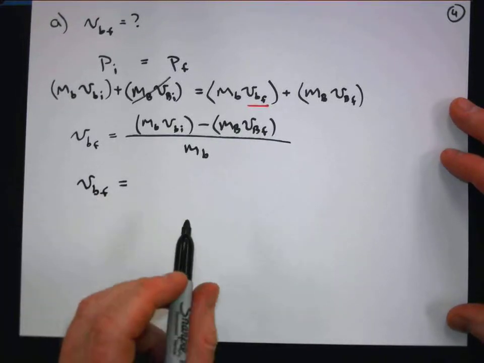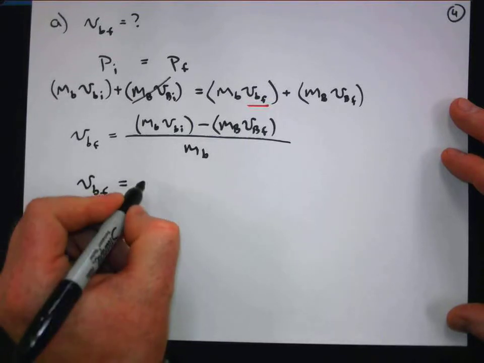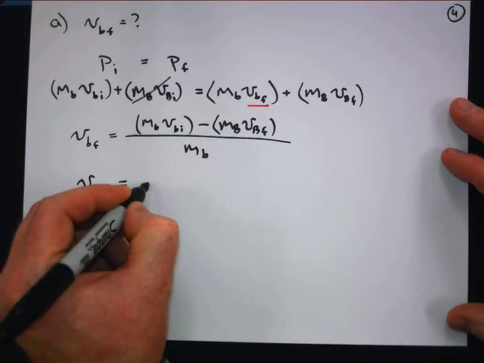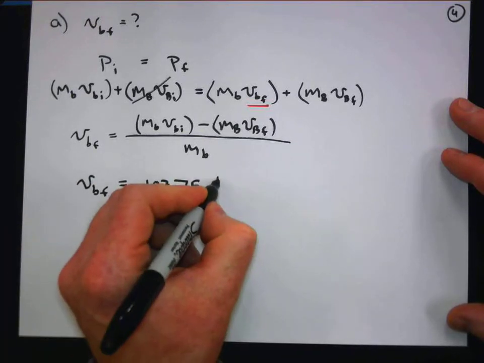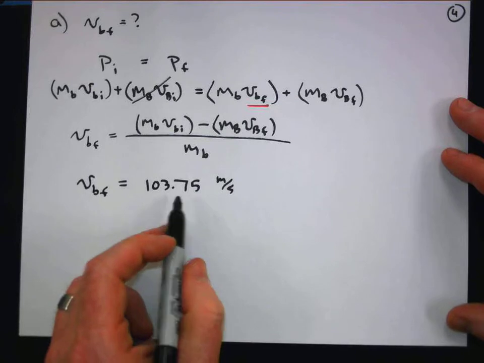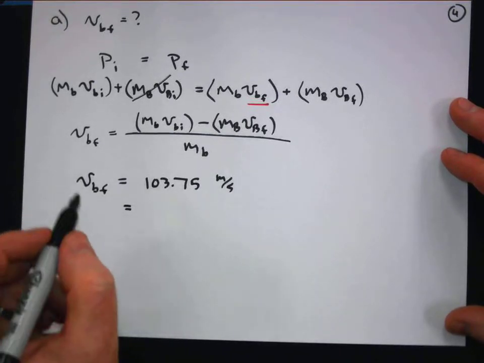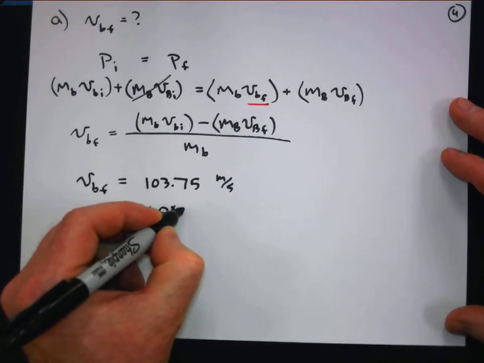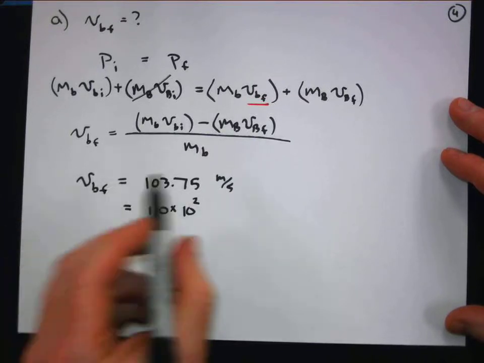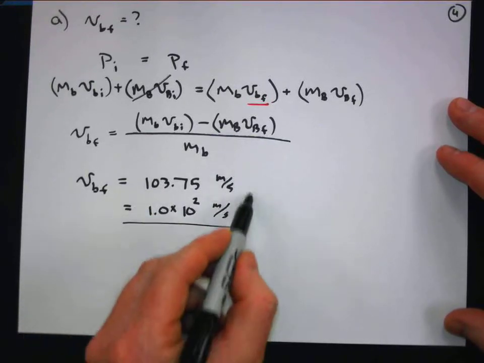And initially, my answer is 103.75 meters per second. For you people with figures of significance, that gets you 1.0 times 10 to the 2 meters per second. There is our answer.